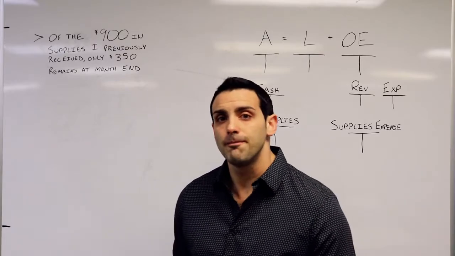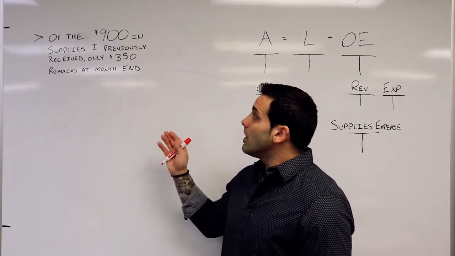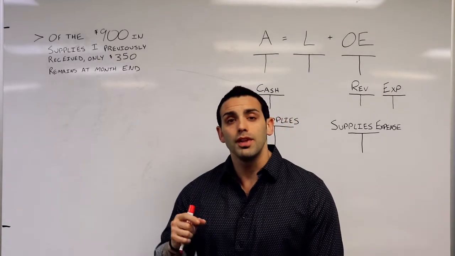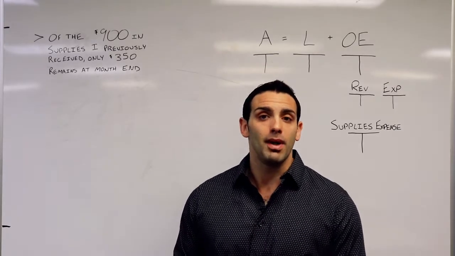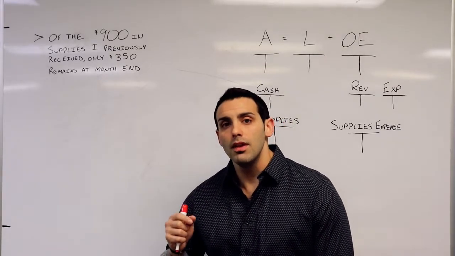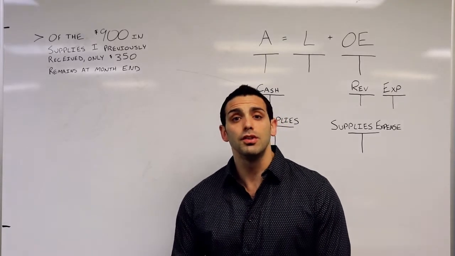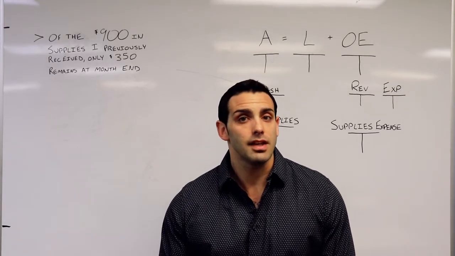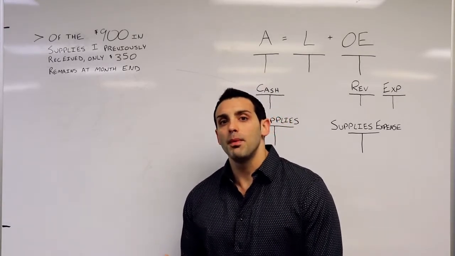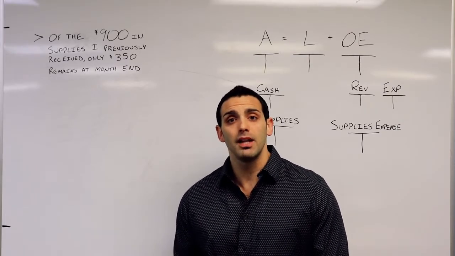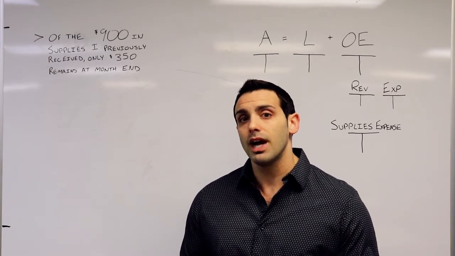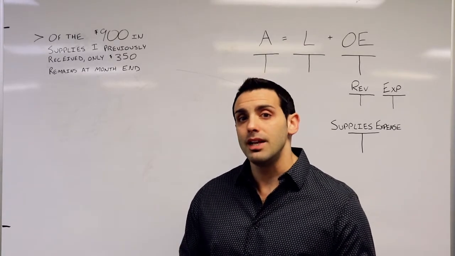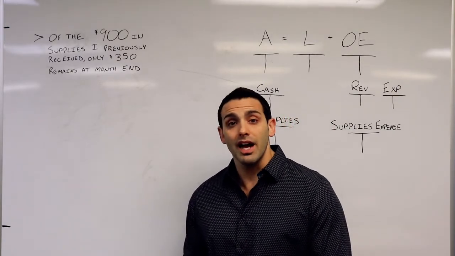Now, in this situation, of the $900 of supplies that I previously purchased earlier in the month, only $350 remains at month end. So the reason I need to make an adjustment, well, there's two reasons. Number one, the supplies that I purchased previously are an asset. And so at the end of the month, I'm going to have a balance sheet with supplies of $900, when in reality, there's only $350 left. So I need to make my balance sheet accurate.